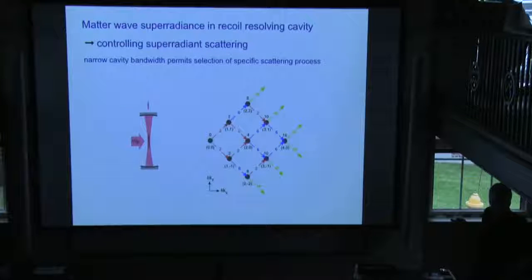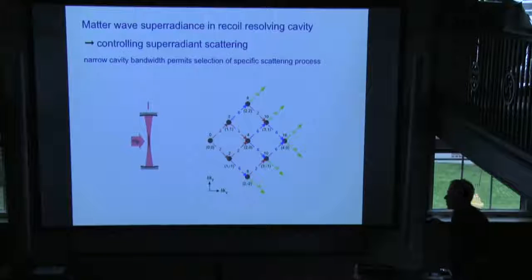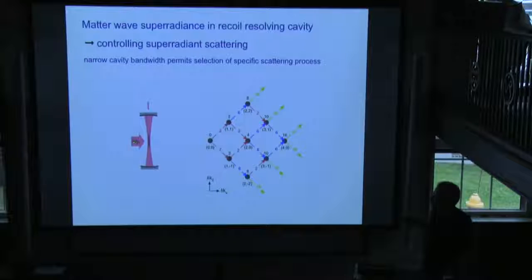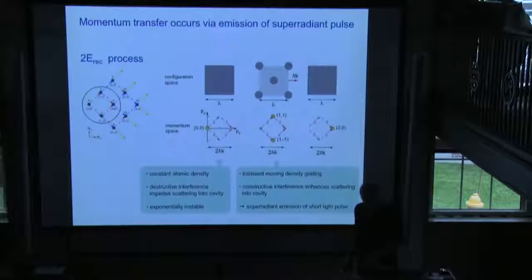We can dial that in by tuning the frequency of the photons coming in. So we can set the frequency such that only the 2E recoil process is happening. Or if we have atoms to start with in the 2-0 mode, then we could dial in the 6E recoil process to bring the atoms from here to here. And I will show you how this works.